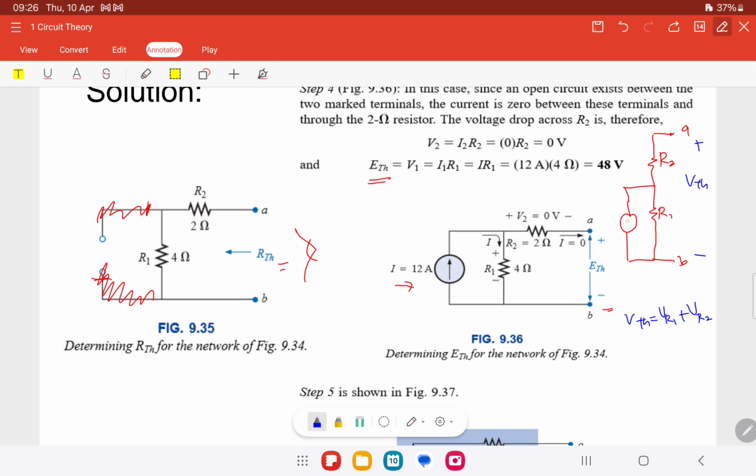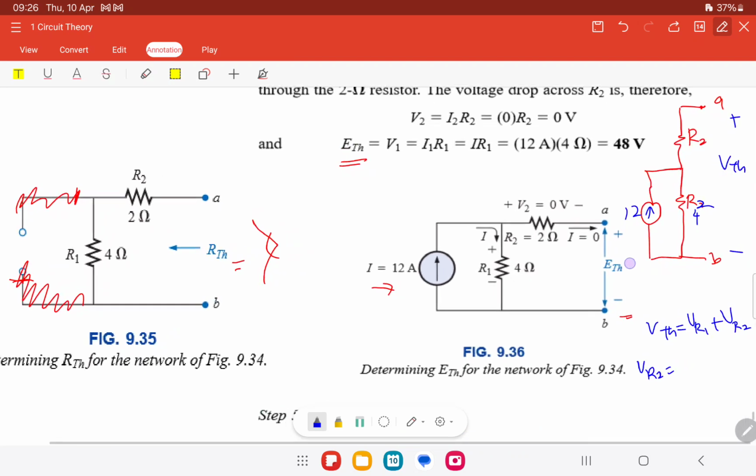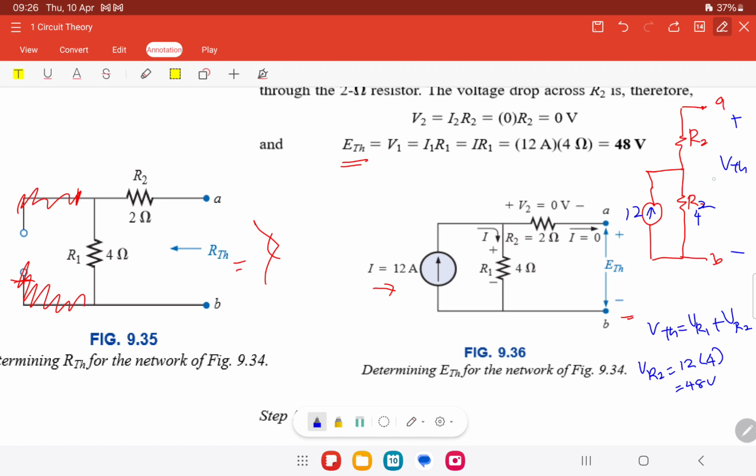Okay. This is current source. So VR1 berapa? Ini 12, ini 4. So VR1 equals to, kita ada current, kita ada resistance. So darab je lah kan? So 12 darab dengan 4, 48 volt. Okay. So yang tu kat sini VR1.